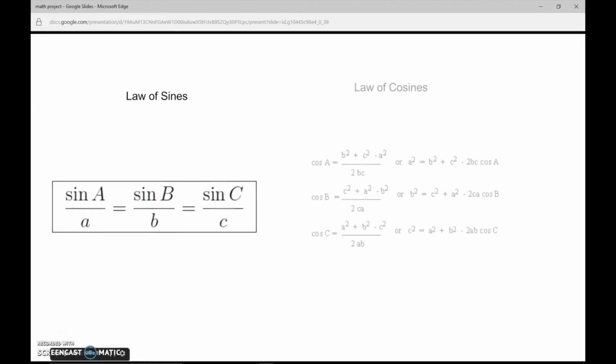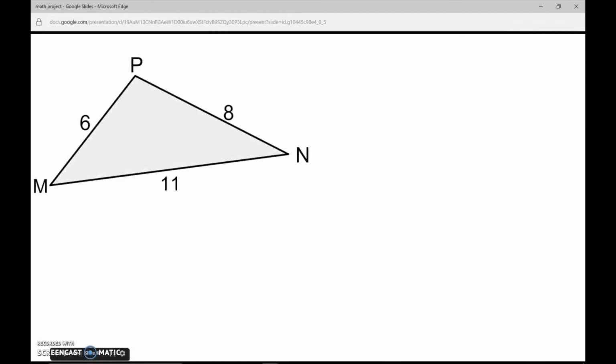Today we'll be talking about the law of sines and the law of cosines, which can both be used to find the angles and sides of a triangle. Here we have another example. Our triangle PMN has sides of 6, 8, and 11, and as we only have sides, to solve the triangle we'll need to find all three of the missing angles.